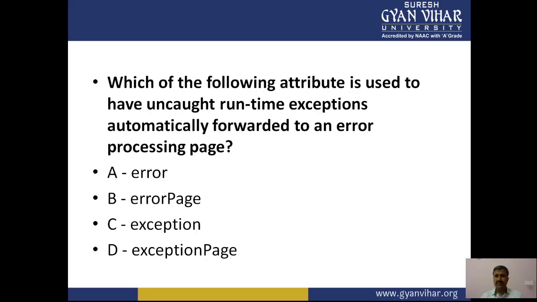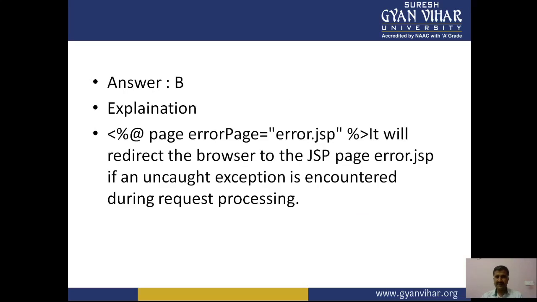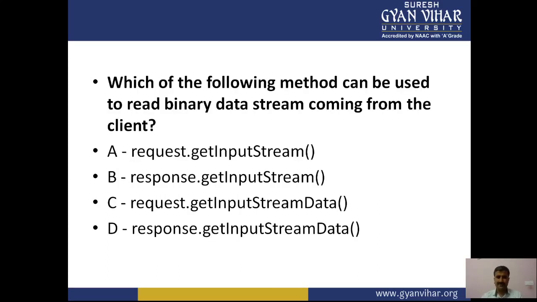Which of the following attributes is used to have uncaught runtime exceptions automatically forwarded to an error processing page? Options: errorPage, error page, execution, exception page. So B is the right answer, that is the page errorPage equal to error.jsp. It will redirect the browser to the JSP page error.jsp if an uncaught exception is encountered during request processing.